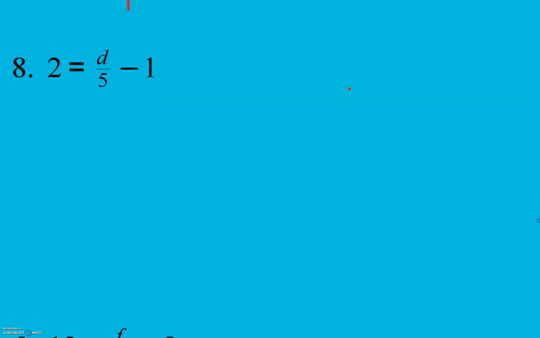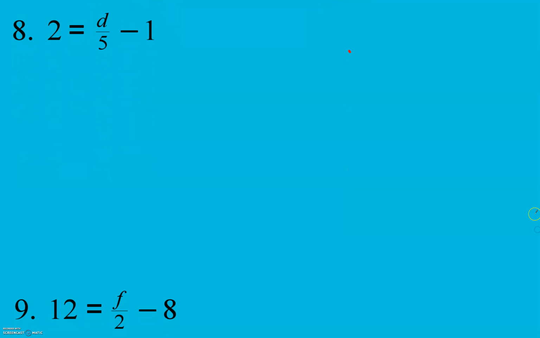Feel free to pause and give this one a try if you'd like. Right now my variable is being divided by 5 and subtracted by 1. We get rid of the subtraction first. Again, we always want to get rid of anything that doesn't have our variable and move it to the other side. So I get rid of a subtract by an add. So instead of subtracting 1, I add. Again, subtraction and addition are inverse operations. 2 plus 1 gives me 3.